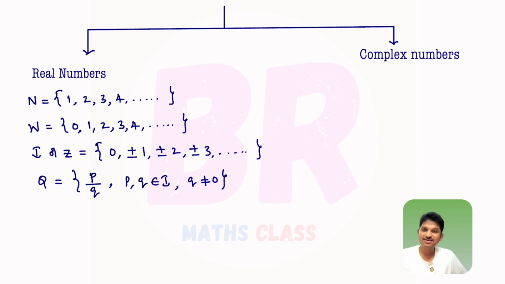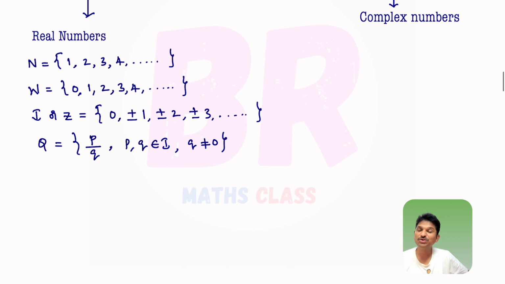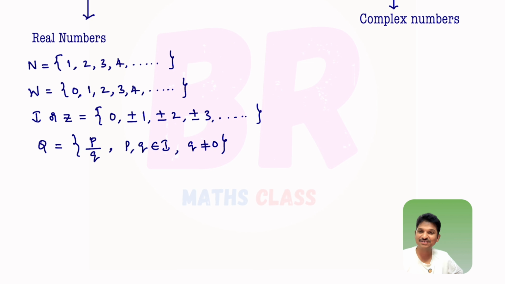We'll get a nice discussion about rational numbers here. Few interesting points what you need to know. Till now everybody knows, right, the number which is in the form of p by q, where p and q are integers, q not equal to 0. What are integers?